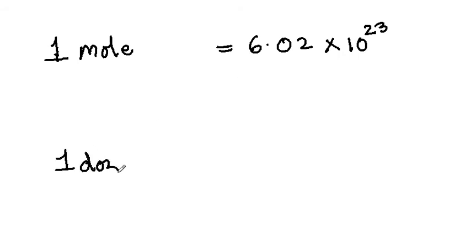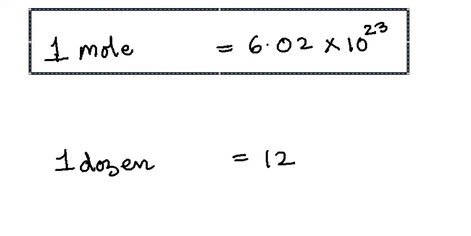1 mole is basically a collection of Avogadro's number of molecules or atoms or anything. So just like we have 1 dozen. 1 dozen is a collection of any 12 items. Exactly like that, 1 mole is the collection of 6.02 into 10 to the power of 23.